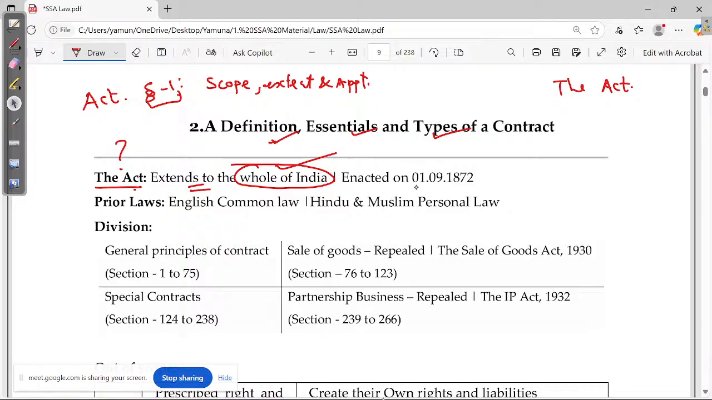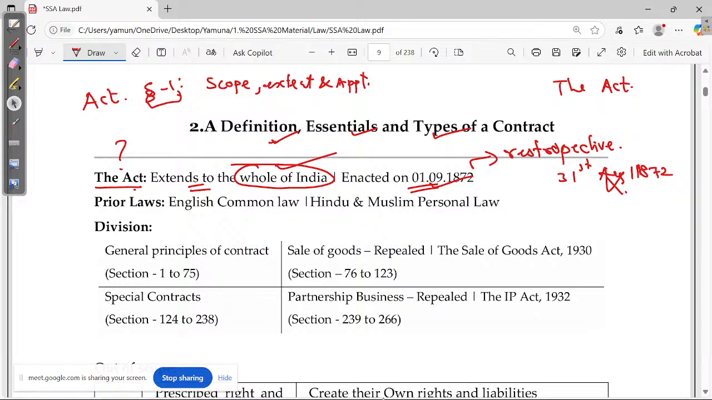From when is it applicable? 1/9/1872. We were also discussing that this will not have retrospective effect, which means all contracts entered into on or after this date are covered. If anything was entered into before the date and executed after the date, it's not applicable. So if two persons entered into a contract on 31st August 1872, then this act is not applicable. Also, law says when we mention a date, it is applicable from midnight, 12 o'clock. When we say day, it covers 24 hours.